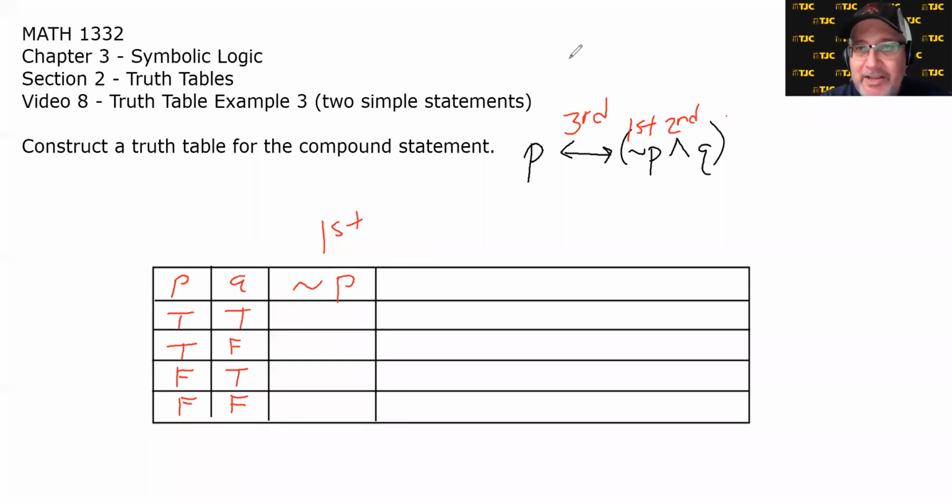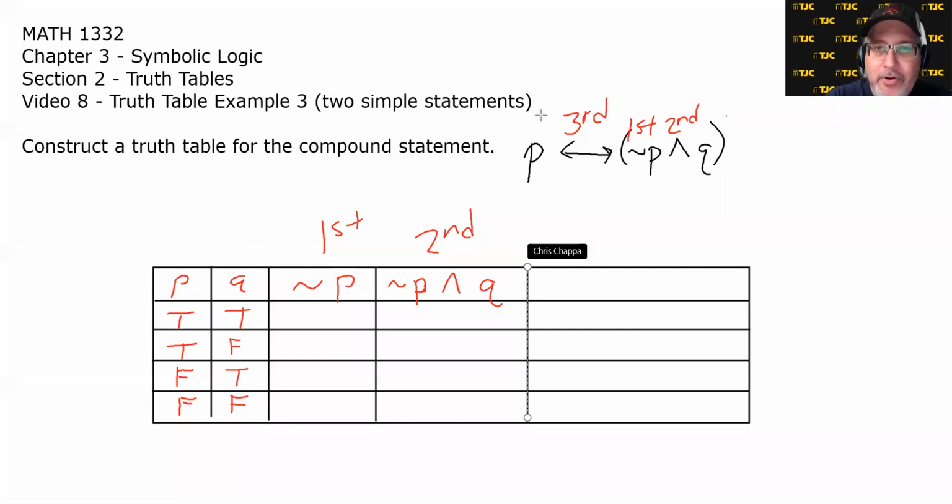The second in our order is the conjunction. On the left of the conjunction is a negation P. Well, it's a P, but the P has a negation on it. On the right of the conjunction is a Q. That's our second column. So let's close it off.